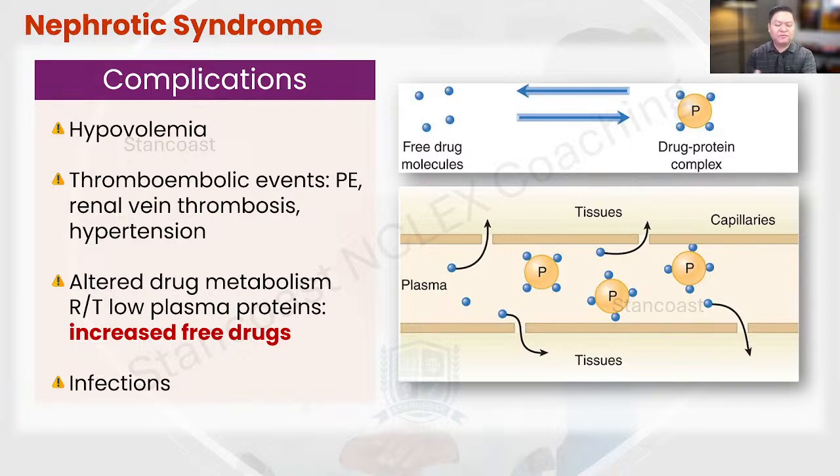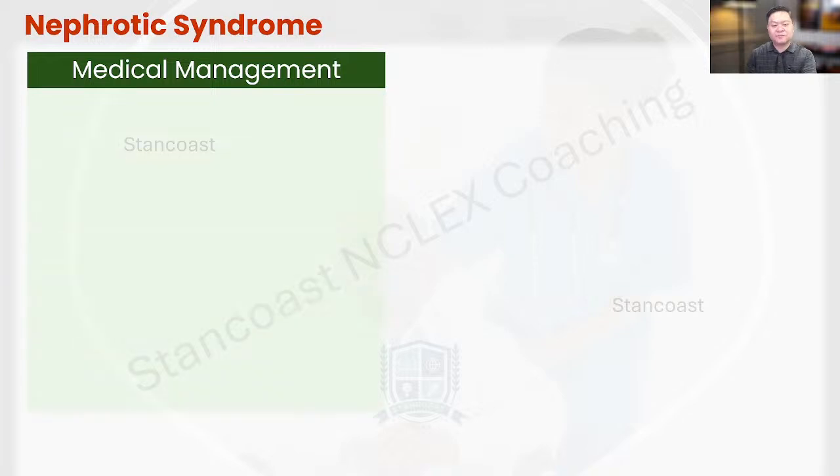And especially if they're going to be in the hospital, they can easily get healthcare-acquired infections, or nosocomial infections, because of their suppressed immune system. Now, at this point, we're going to talk about the different management of nephrotic syndrome. And here, we're going to talk about the different pharmacological items.